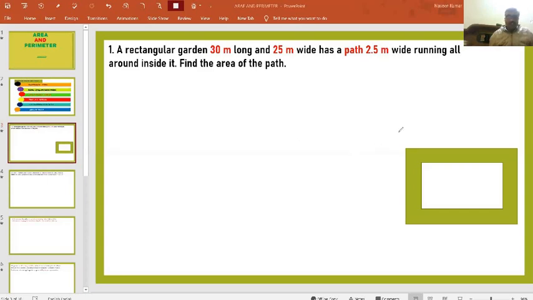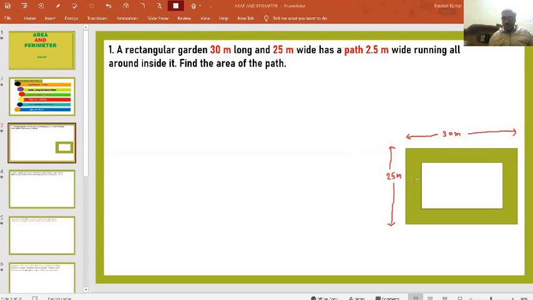A rectangular path 30 meter long. It means the length of the rectangular path is 30 meter, and breadth is 25 meter. And the width of path is what? Width of path is 2.5 meter.